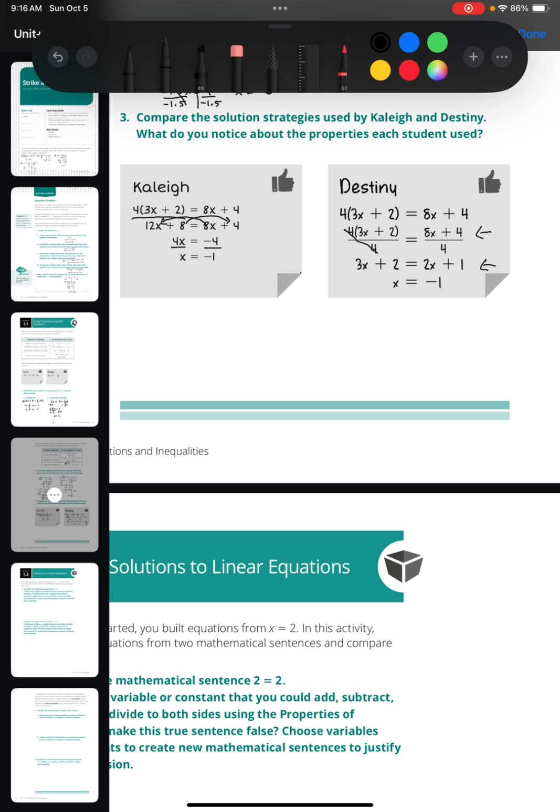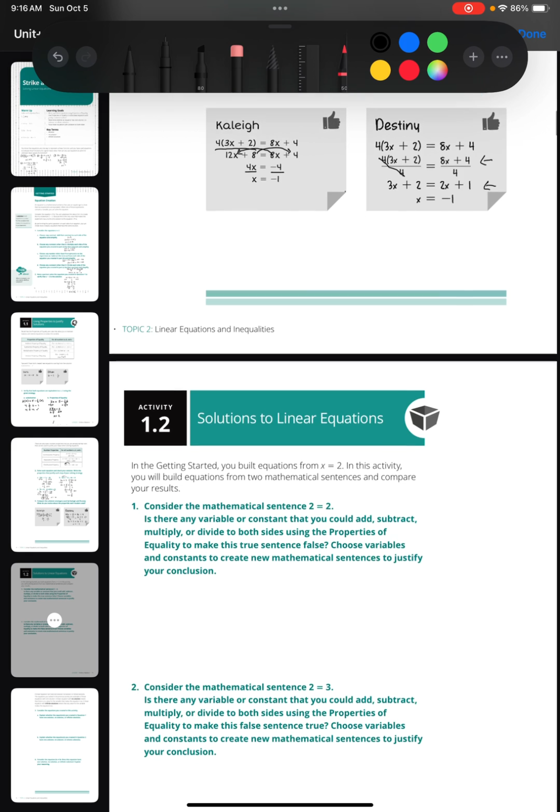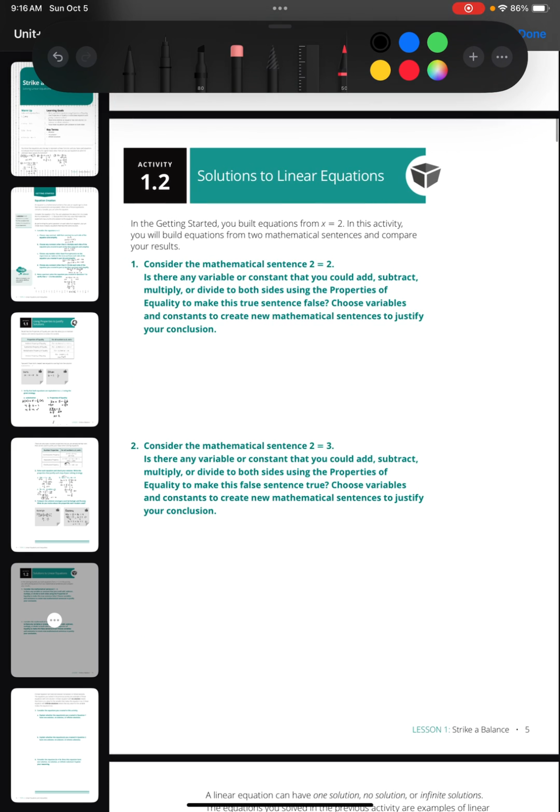So Kaylee started with the distributive property. Destiny decided to start by dividing by 4 to cancel out that 4. Both are correct. They both got to the same correct answer of x equals -1.